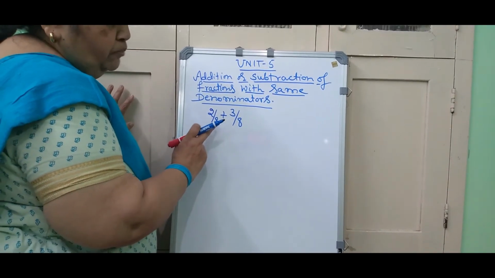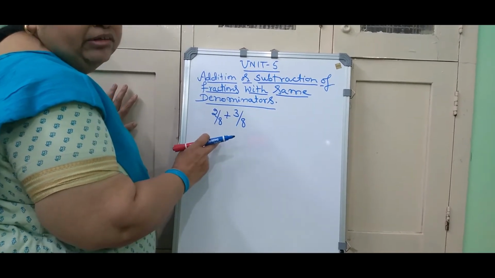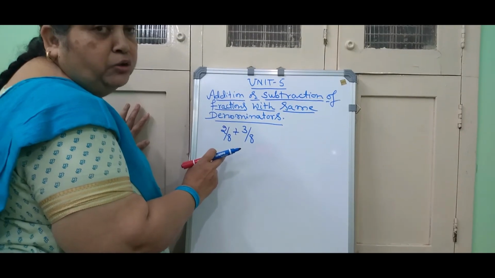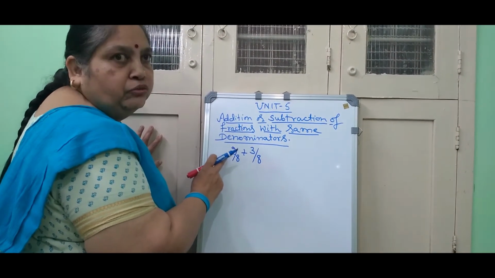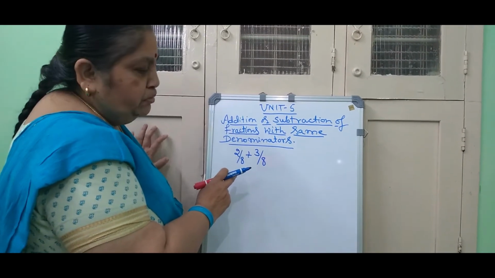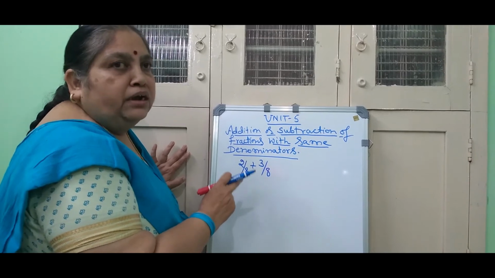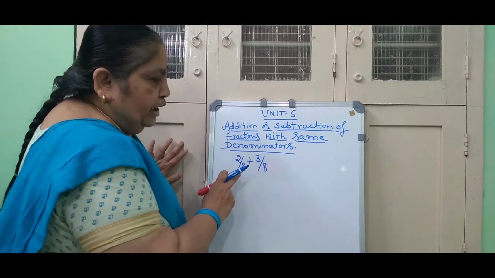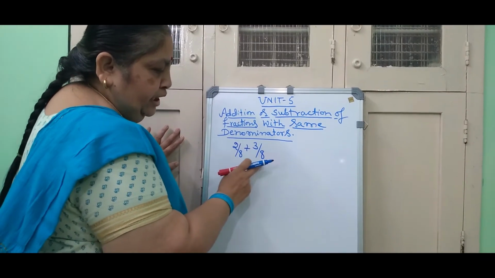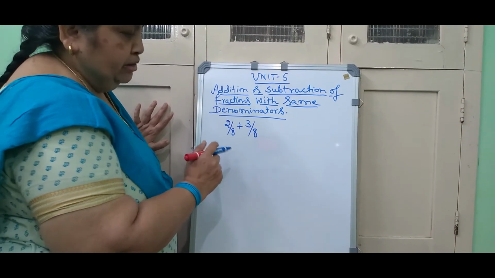First you compare the denominator of the fractions. See, now by this time all of you know how to distinguish the numerator and the denominator. In the fraction 2 by 8, 2 is the numerator, 8 is the denominator. Again in the fraction 3 by 8, 3 is the numerator and 8 is the denominator. And when we compare the denominators here, the number 8, same number is there.